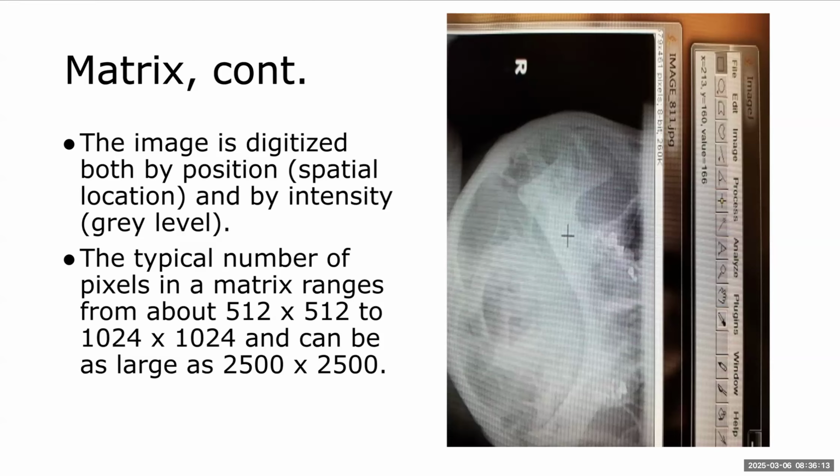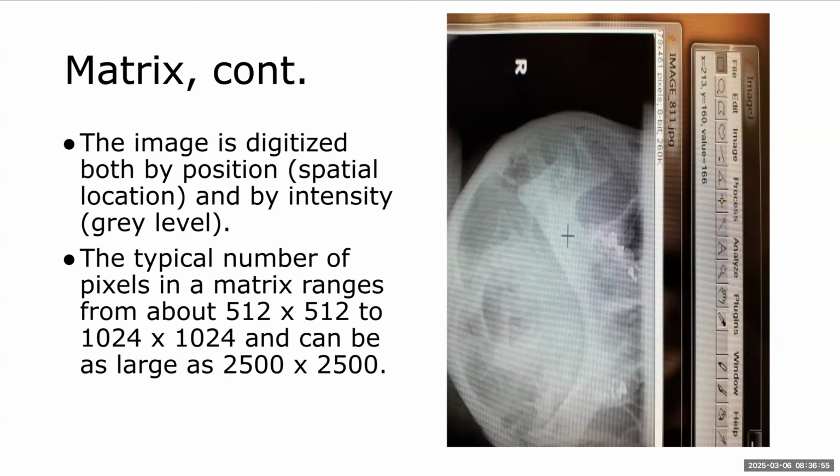The image is digitized both by position and by intensity. So the pixel is going to have a particular location in the image as well as a gray level or a shade of gray that is assigned to it. And this was the ImageJ software that we used when we were going through this stuff back in the second semester. And so you can see on the far right, even though it's turned sideways, the X and the Y location, and that would be the location of the pixel in the image. And then the value was assigned 166 to that particular area where the cursor is in that image.